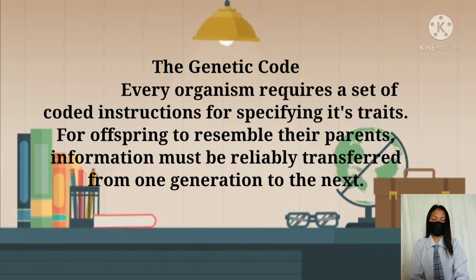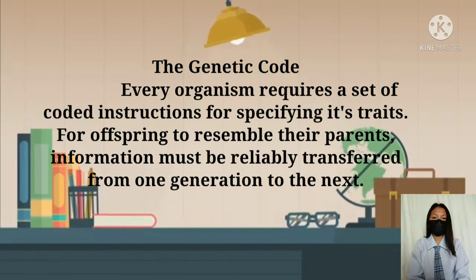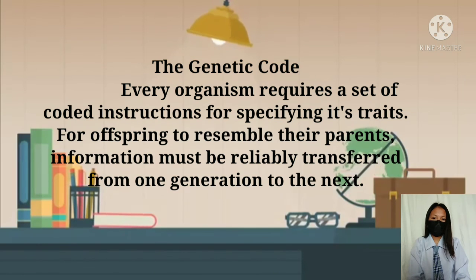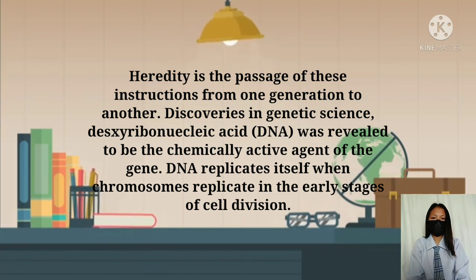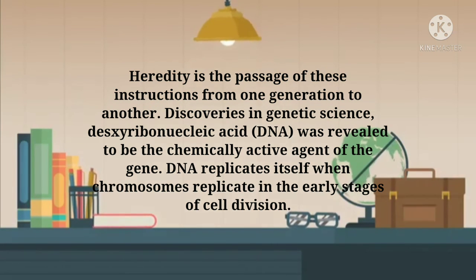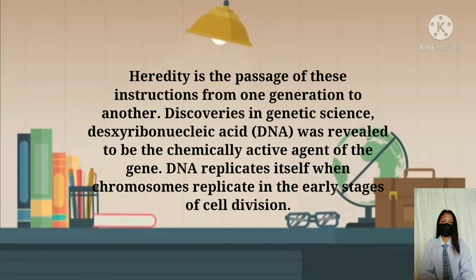The genetic code. Every organism requires a set of coded instructions for specifying its traits. For offspring to resemble their parents, information must be reliably transferred from one generation to the next. Heredity is the passage of these instructions from one generation to another. Through discoveries in genetic science, deoxyribonucleic acid, or DNA, was revealed to be the chemically active agent of the gene.